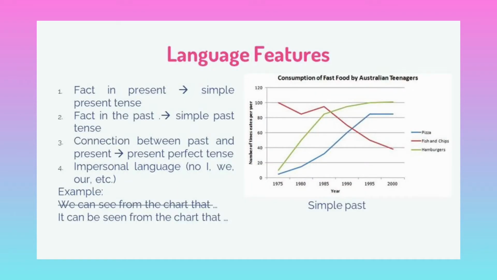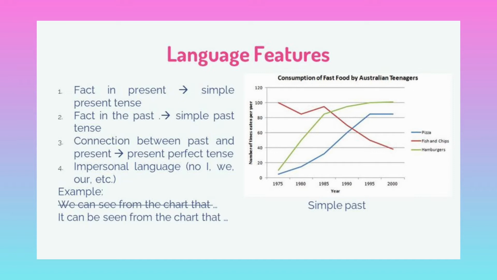The first thing that I want to share here is about the language features of graph or chart description. The first one, if the fact is present, then we should use simple present tense. Second, if the fact is in the past, then we should employ simple past tense. Third, if the graph or chart has connection between past and present, then we should apply present perfect tense. For example, if there is a chart that provides the year started from 2000 to 2020, then we should apply the present perfect tense. Fourth one, we should use impersonal language.